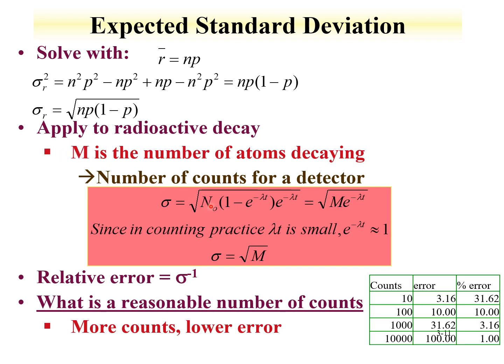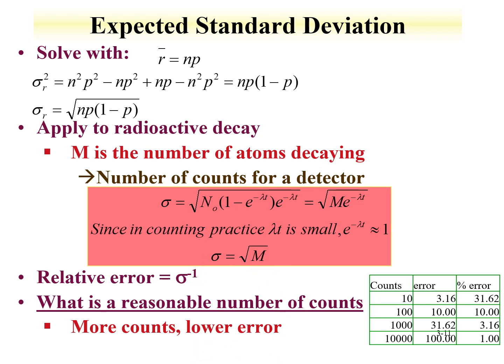The number of decaying atoms is equal to n naught times 1 minus e to the minus lambda t. So substitute the number of decaying atoms, the number of atoms that have decayed, that have been counted, times e to the minus lambda t. In practice, our lambda t is small for our count time, so it goes to 1, and our standard deviation becomes the square root of the number of counts. The relative error is the inverse of that value.